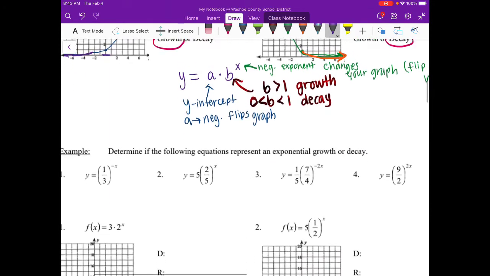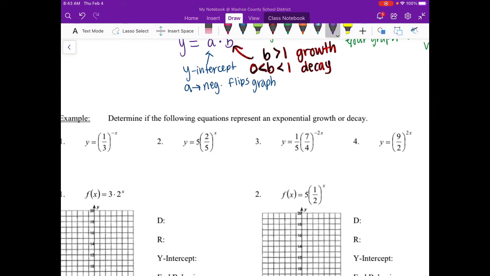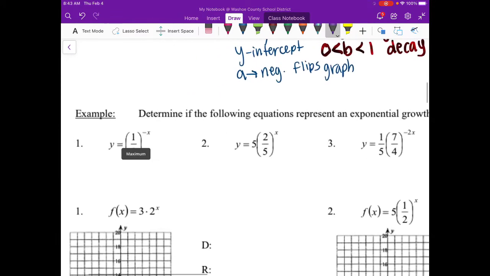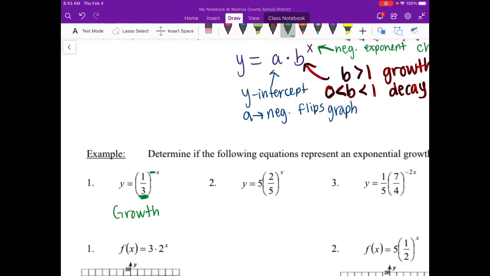So by looking at these equations, we're able to determine whether these are growth or decay, okay? Remember, if it's a fraction less than 1, it's generally a decay unless the exponent is negative. So in this case, I'm looking at the term with the exponent, and this term is a fraction less than 1. So originally I'm thinking, oh, that means decay. However, this negative means the opposite of that. So this is actually a growth. Again, the negative changes that B value that we're talking about.